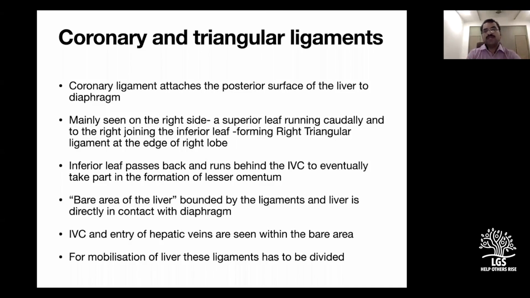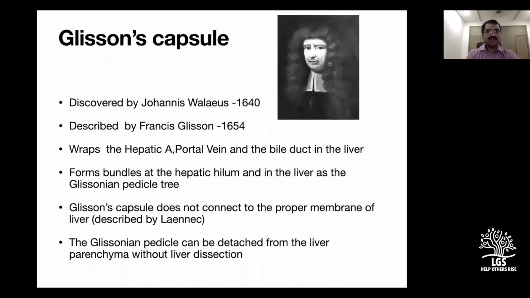caudate lobe. So the entry of the IVC and the entry of the hepatic veins are actually seen in the bare area of the liver. So for mobilization of the liver, for doing hepatectomy, you have to actually excise these ligaments. You have to do excision of these ligaments, because they are all vascular structures.